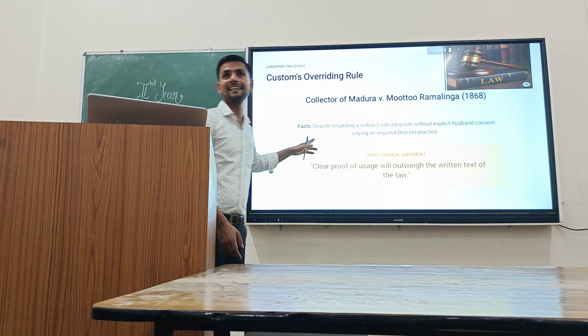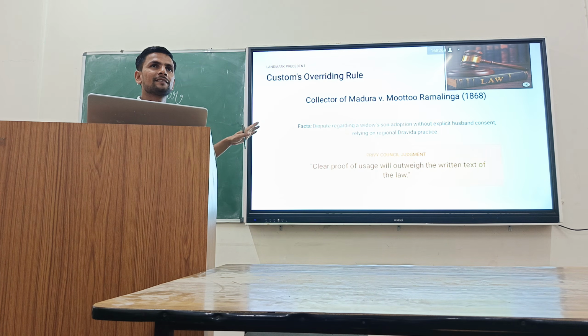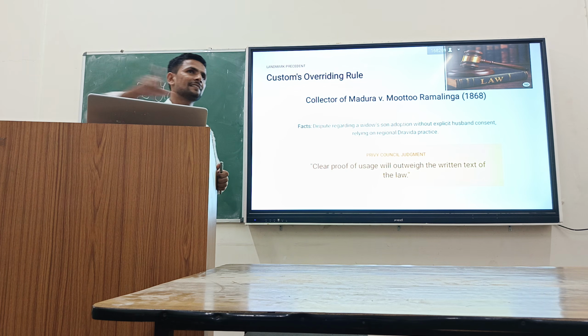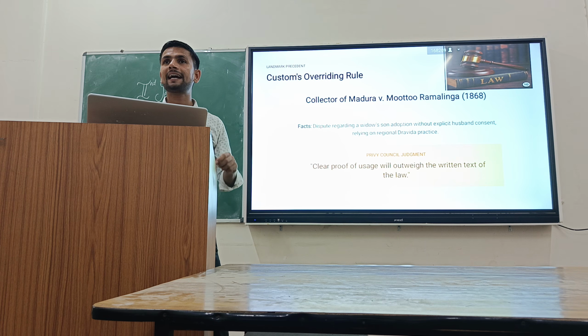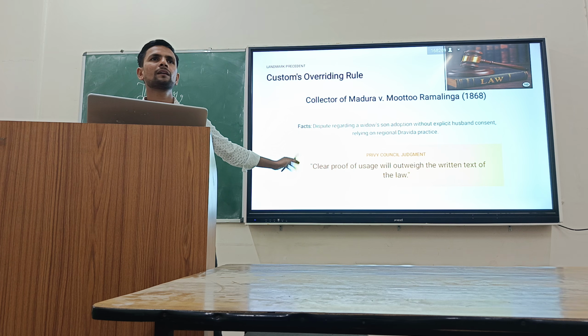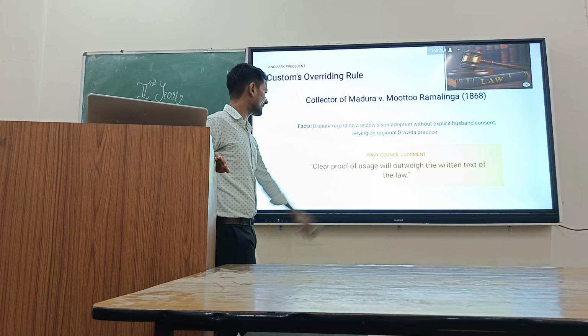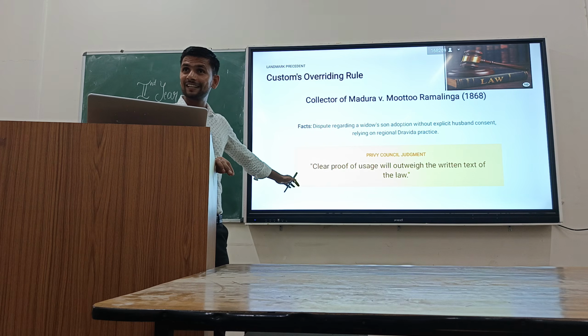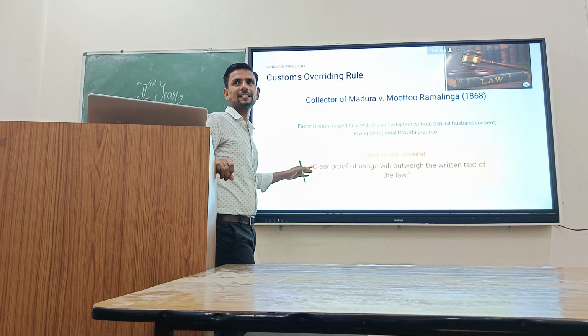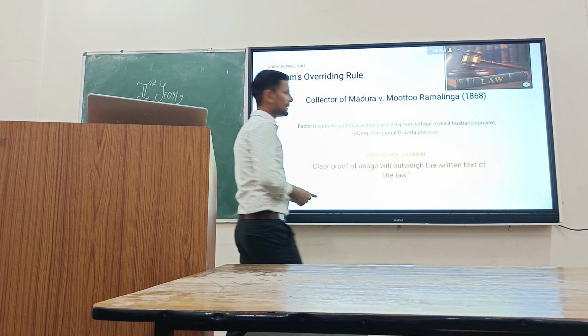So it was held in this that the right of property of the widow can also be restricted. If suppose in the lineage, a particular family's son got married and then again he got his heir, at that particular point of time the right of the widow can also be restricted. So the Privy Council judgment came, and clear proof of usage will outweigh the written text of law. The particular written line of Smriti was given by the Privy Council at that time.